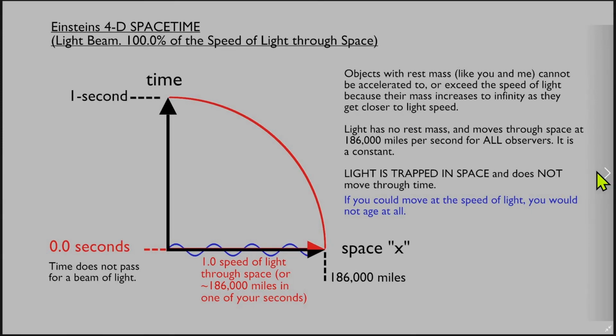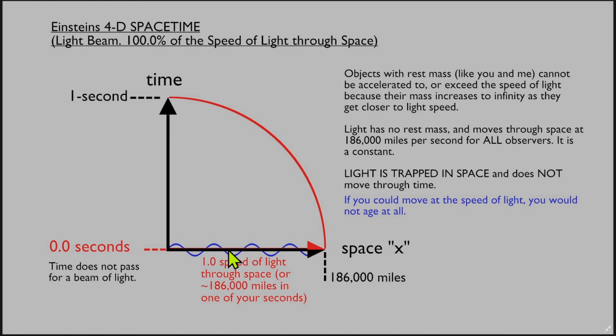I want to take one quick look at a light beam here, a special case. The light beam is special because it is actually trapped in space, and it does not move through time. The light beam lies directly on the space axis and moves, yes, at the speed of light, but it only moves through 3-dimensional space. As you can see, the projection of the light beam on the time axis is 0, and so it does not move through time at all. As I said, it's trapped in space. If you could move through space at the speed of light, you would not age. It's a secret of living forever.